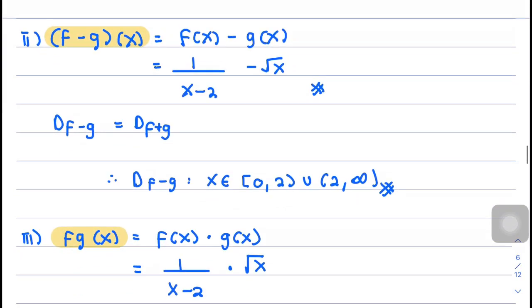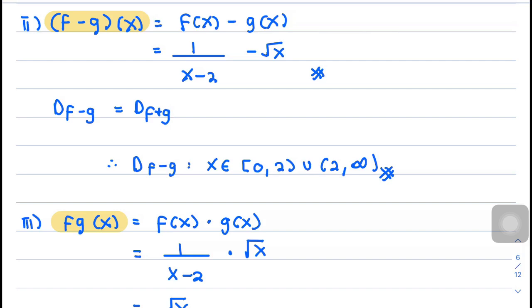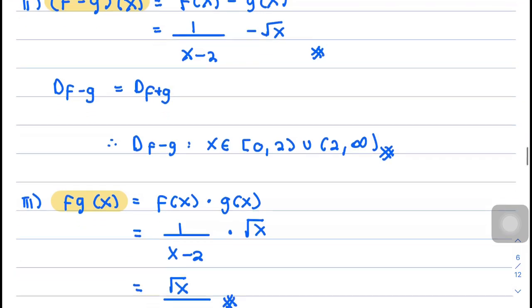Okay, second part, f minus g. So just minus these two operation. f(x) is 1 over x minus 2 minus g(x), which is square root of x. So this is the answer for minus operation, and the domain also the same as the first part, which is 0 until 2 and 2 until infinity. The domain for the plus operation, minus operation, and the multiplication is the same, Df intersect Dg.